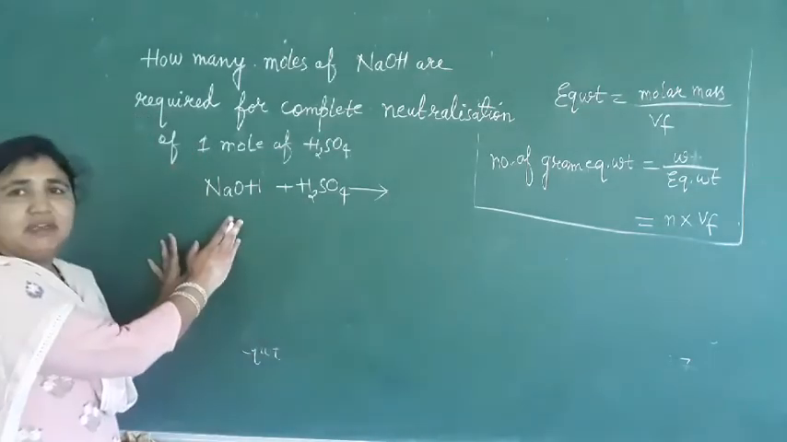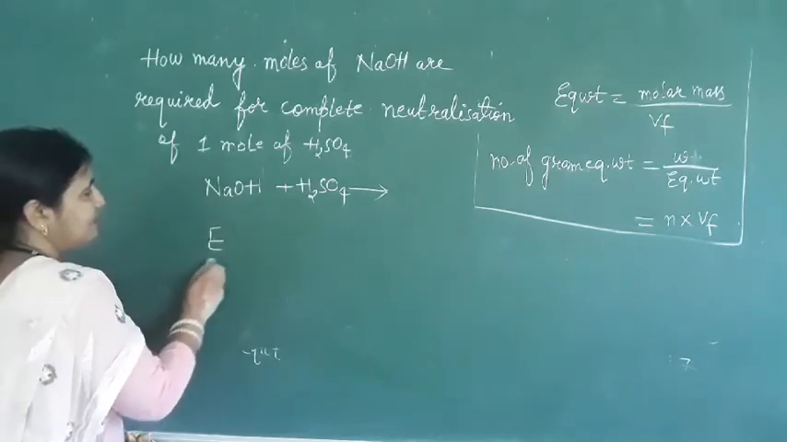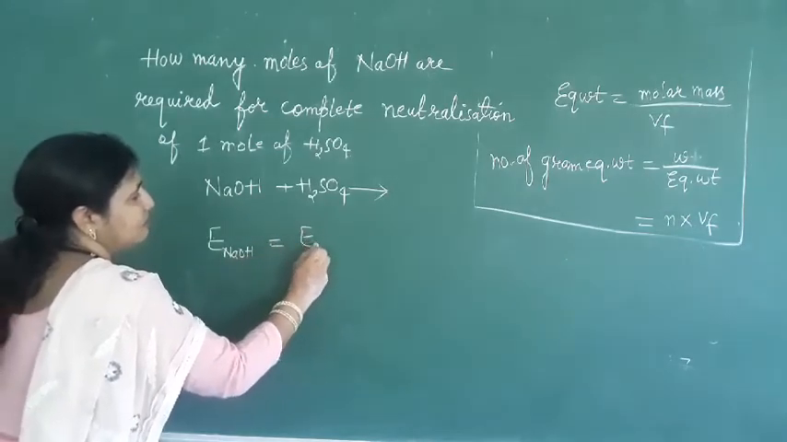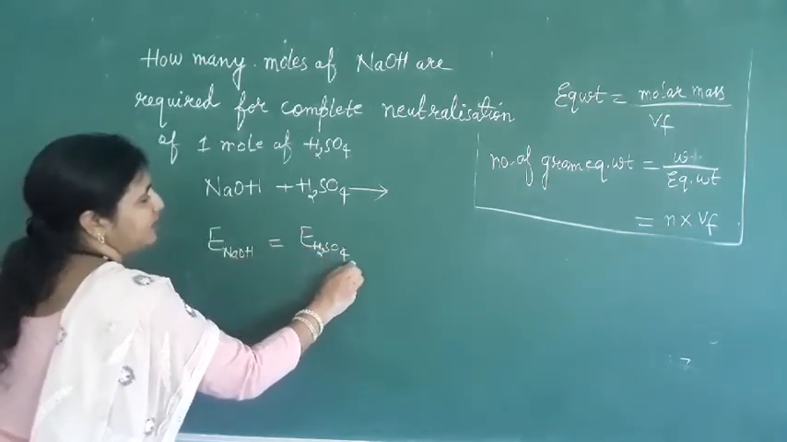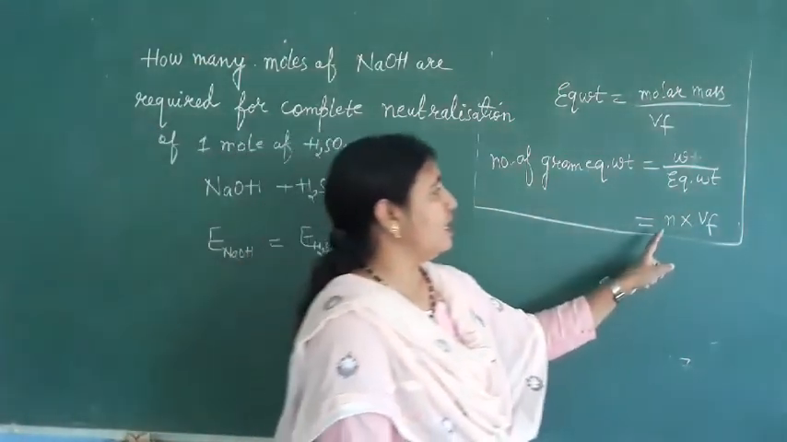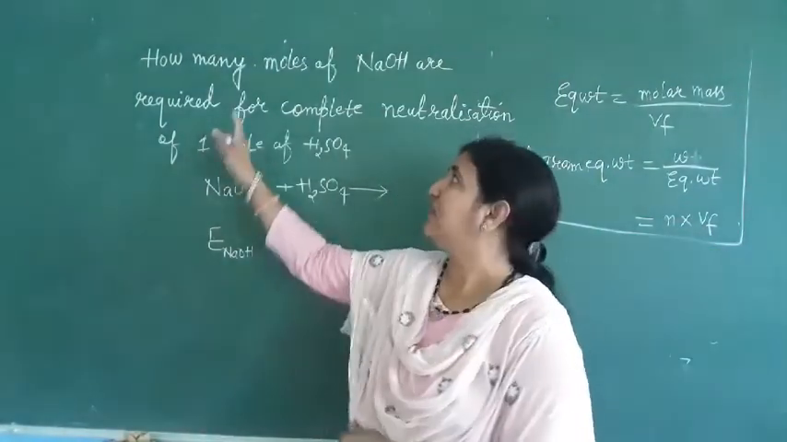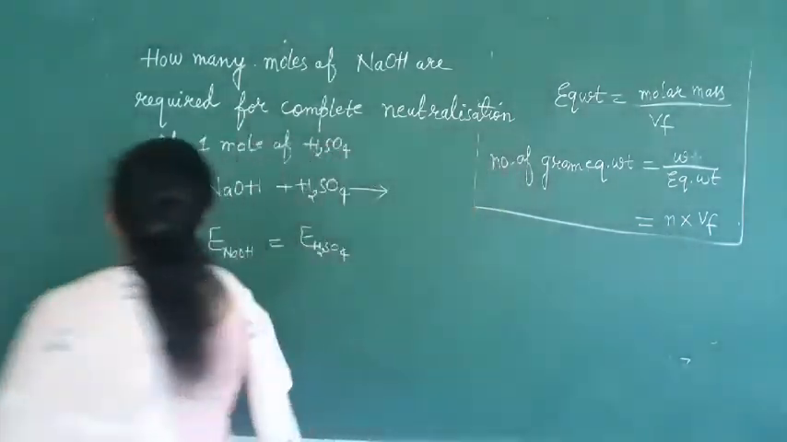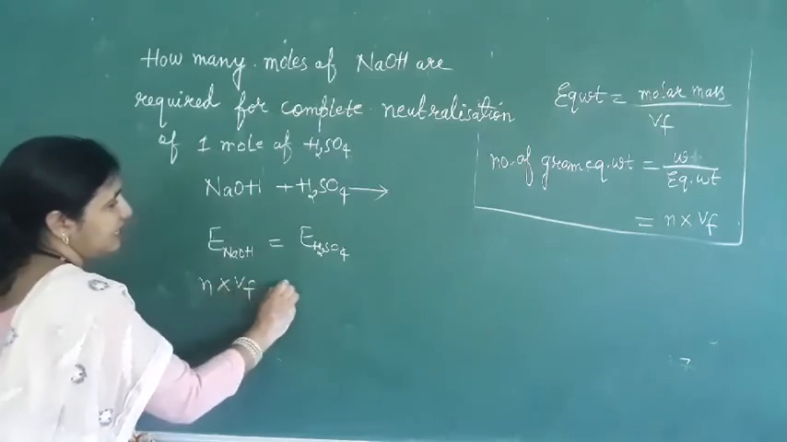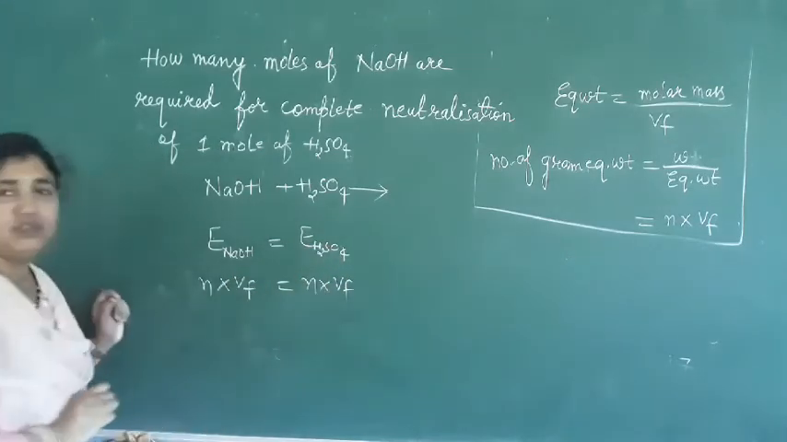So their number of gram equivalent weight will be what here? Equal here. So we can write here number of gram equivalent of NaOH is equal to the number of gram equivalent of what here? H2SO4 here. For that, now what formula we can use at this time? Now we will use this formula here, number of moles into valency factor, because in the question given here is number of moles. Okay, so we can write here number of moles of NaOH into valency factor, and here also number of moles of H2SO4 into valency factor of H2SO4 here.